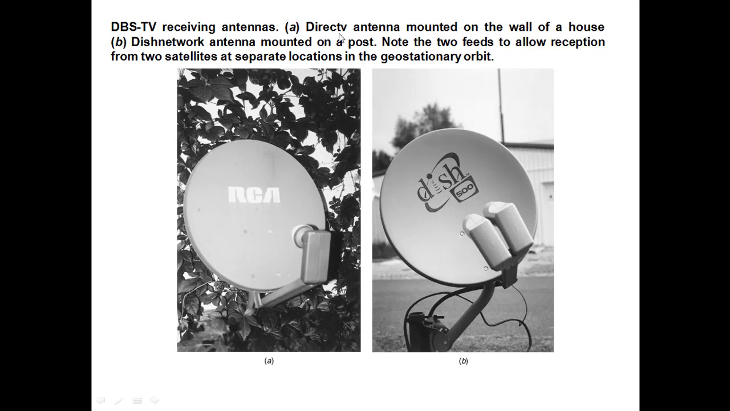You can see here also a DirecTV antenna mounted on the wall of a house, and a Dish Network antenna mounted on a post. Note that the two feeds allow reception from two satellites at separate locations in the geostationary orbit. So this has two feeds and a single reflector dish.